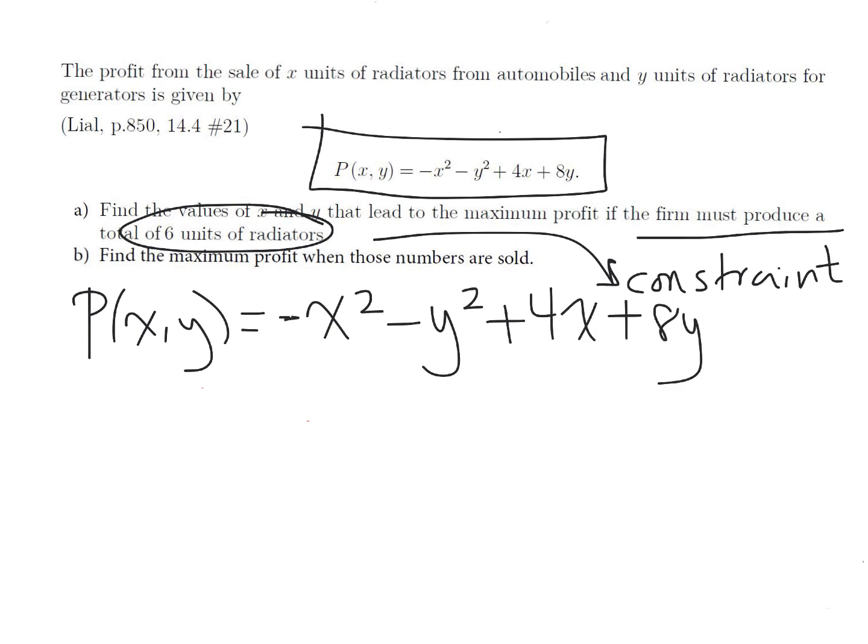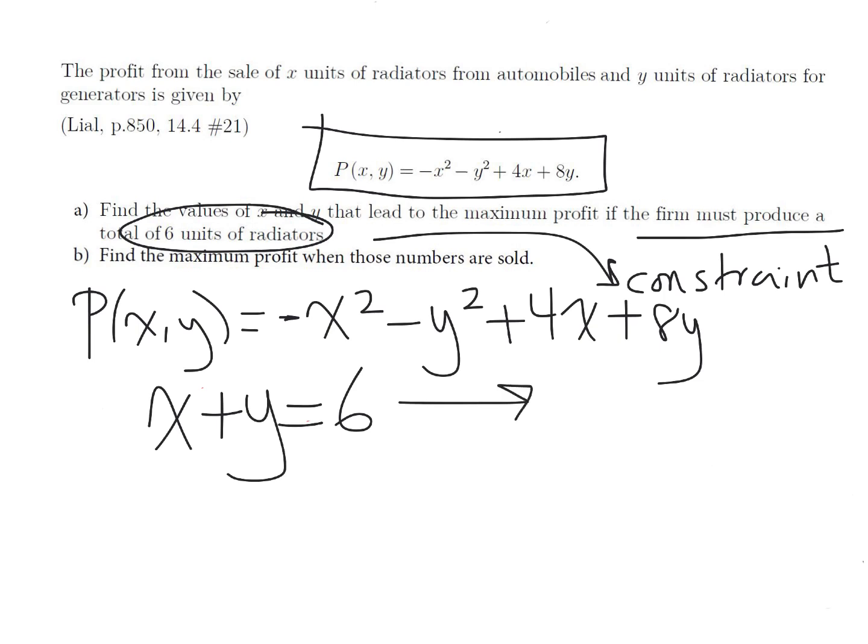Writing this down also kind of helps to embed it in your brain. And so X is the radiators for autos and Y is the radiators for generators, and we must produce 6. So this is what that would look like, right? X plus Y must equal 6.